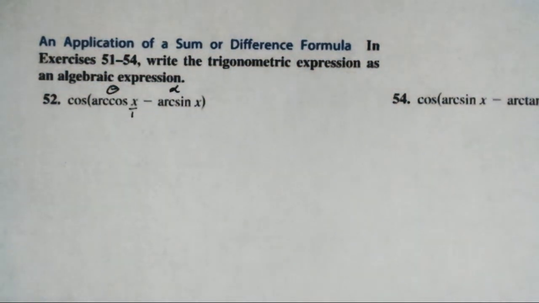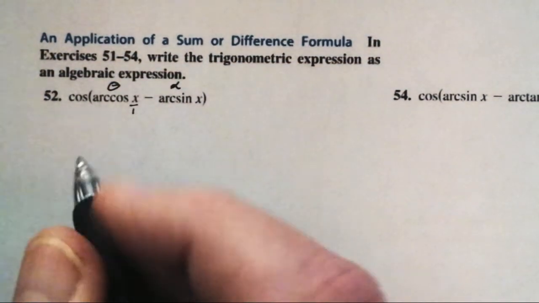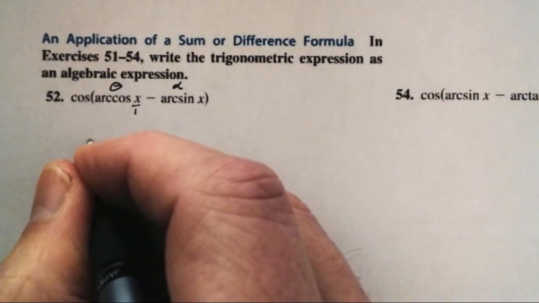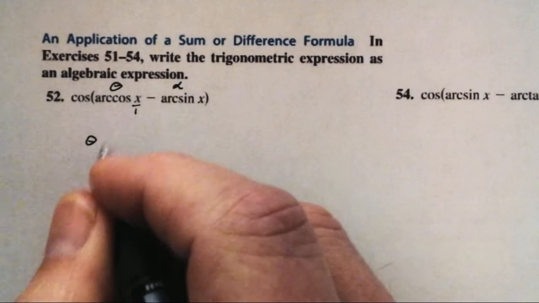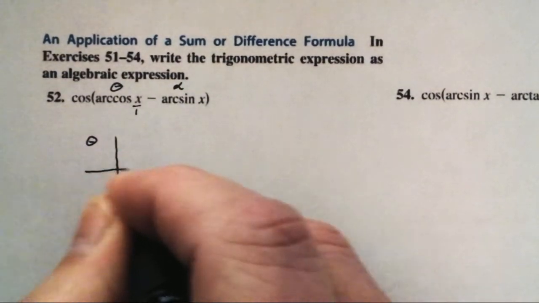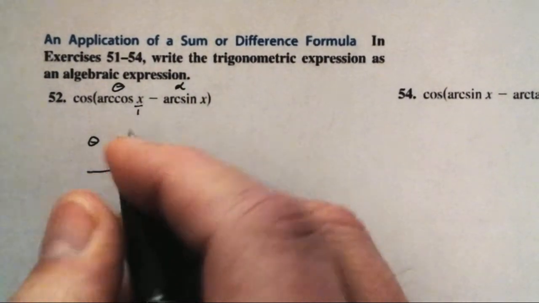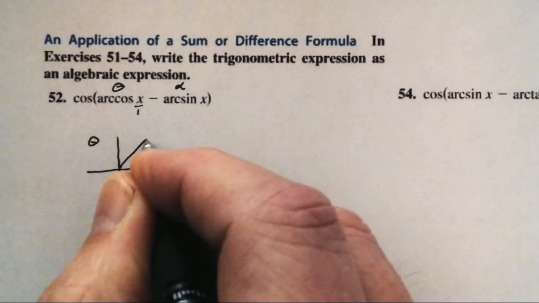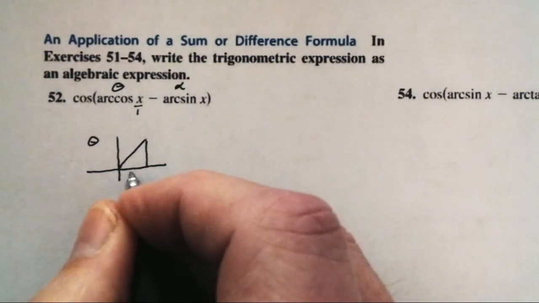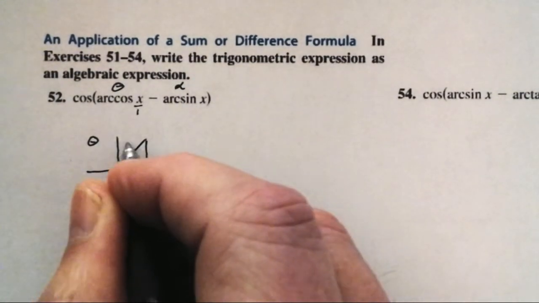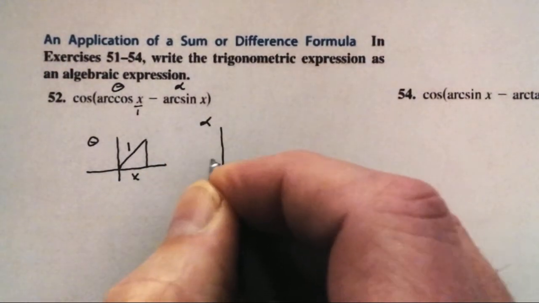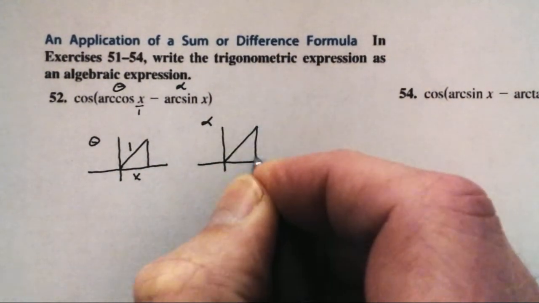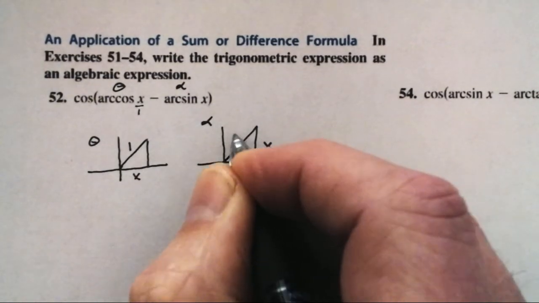And I'm going to draw those angles right here. So I've got, here's theta. No negatives here. I'm just going to put it in the first quadrant. The cosine ratio is x to 1. In angle fish, the sine ratio is x to 1.